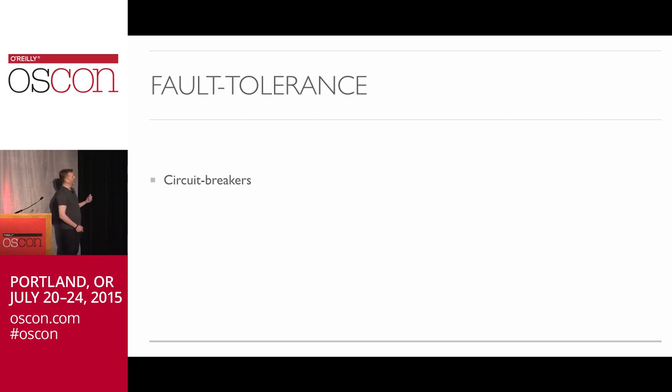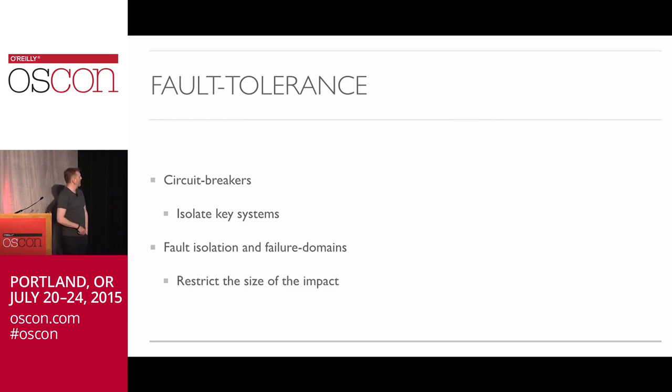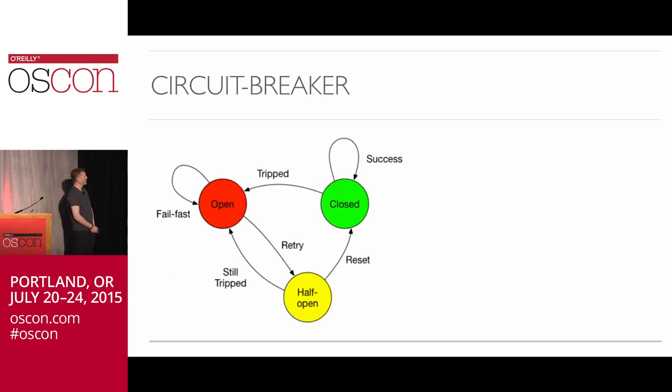Akka actually has an implementation internally. It's actually really simple and very straightforward to use, so I'm a big fan of it. The key idea with circuit breakers is that they help you isolate key components of your system, or isolate from external components of the system more commonly. And then the other key thing to understand is fault isolation and failure domains, which are really about restricting the size or the scope of impact when failures happen.